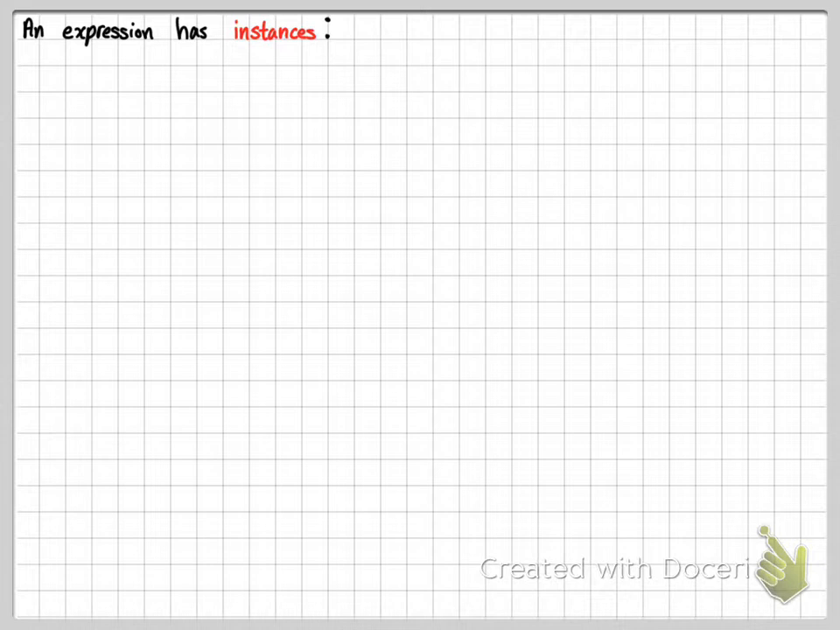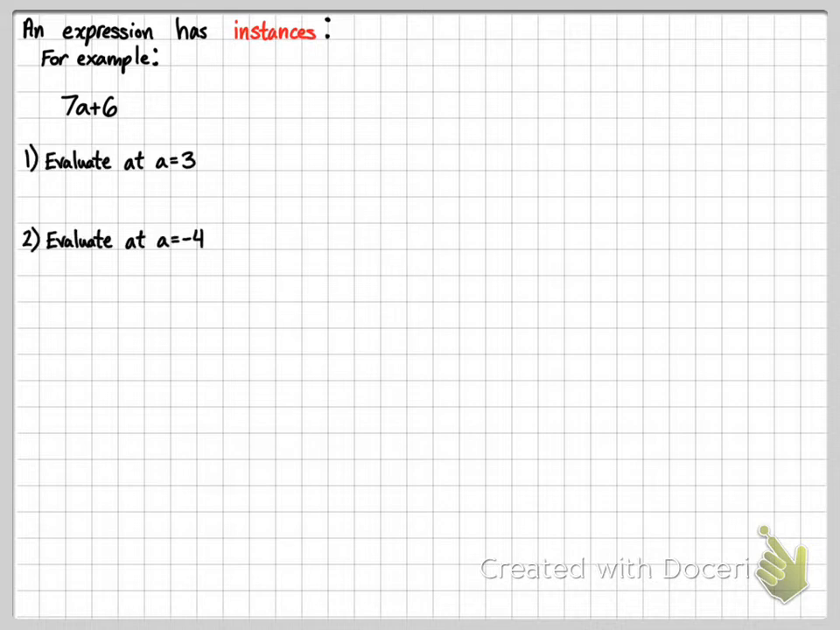Okay, so let's take a look at, like I said, an expression has instances. So take a look at this expression, 7a plus 6. We're going to look at two different instances when we would evaluate when a is a different number. So for example, the number 1 says evaluate at a equals 3. That's one instance. So I'm going to plug 3 in here. 7 times 3 is 21, and 21 plus 6 is 27.